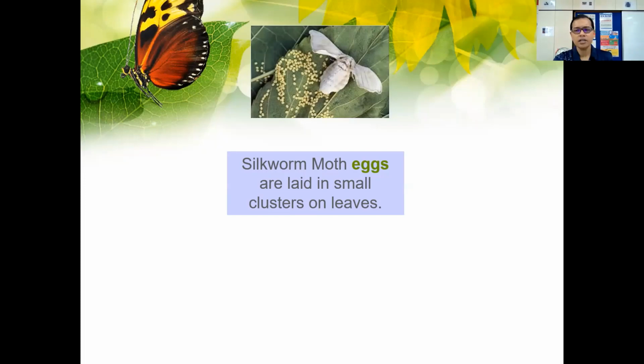Taking a look at this picture, those yellow dots you see down there, those are not stools. Those are not poop. Those are eggs. Okay, the eggs are laid in small clusters on the leaves. And in this case, the eggs are yellowish. There are silkworm moths that actually have black color eggs and whitish ones, depending on the species, just like the mealworms. So over here you see the female silkworm moth lay its eggs on the leaf.